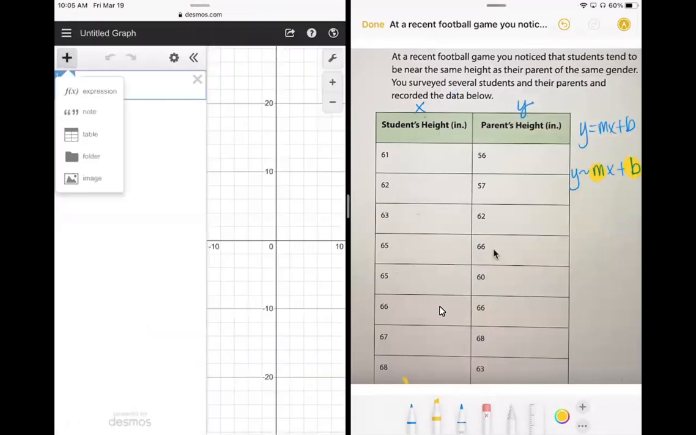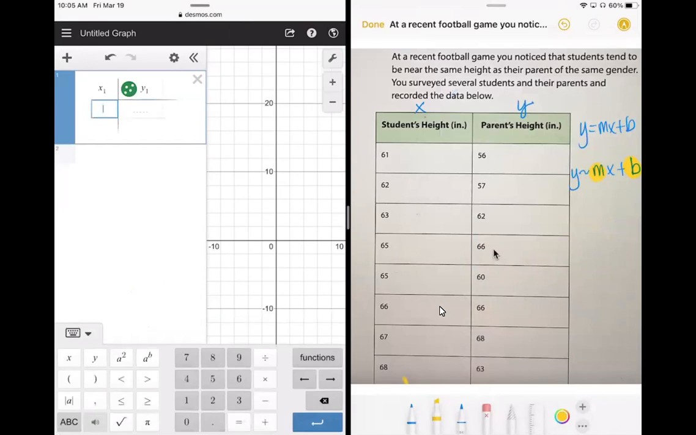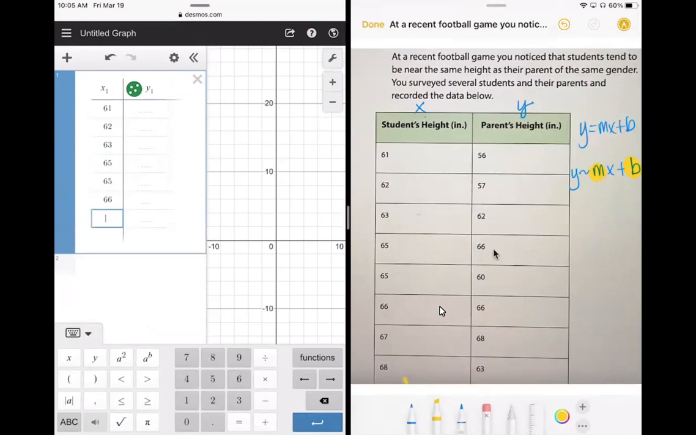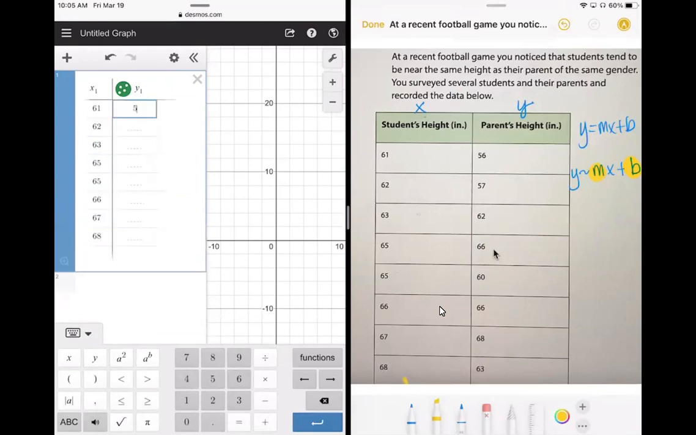So remember, we're gonna hit the plus sign and do table. And we're gonna enter in this data. So I have 61, 62, 63, 65, 65, 66, 67, and 68. Now let's do our y values, 56, 57, 62, 66, 60, 66, 68, and 63.